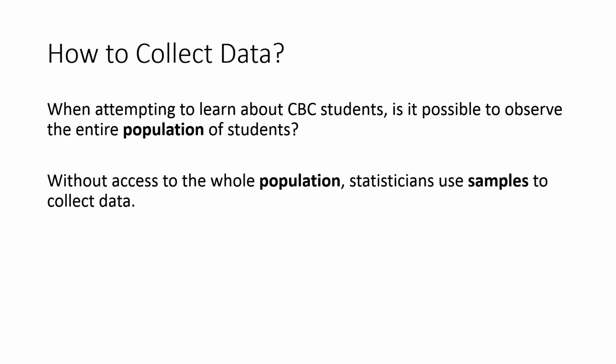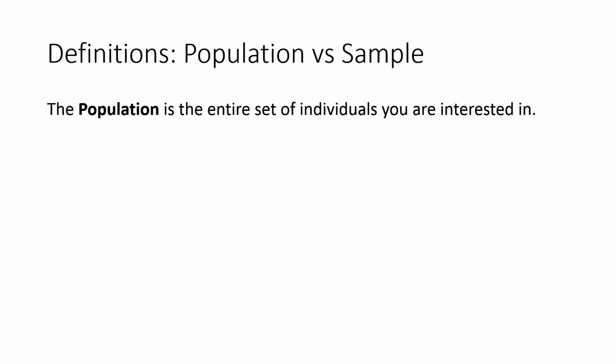And this is what we do as statisticians. Can't observe everyone? All right, maybe that's not the end of the world. Let's just observe a subset of that population, and maybe that subset, that sample, can give us enough information to make an educated guess. So a couple definitions here.